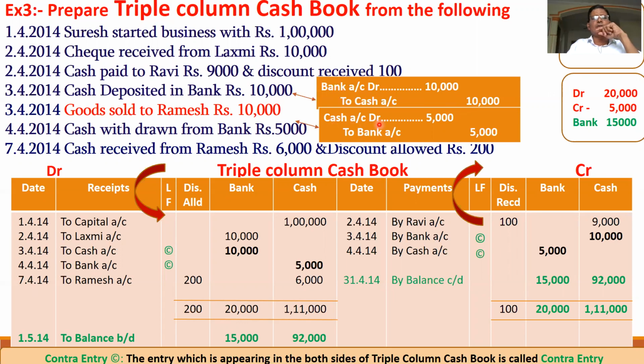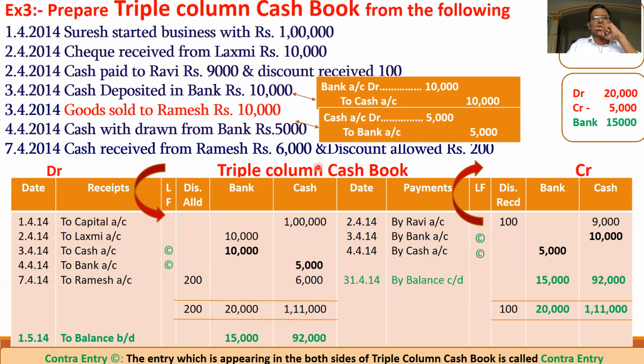And cash withdrawn from bank: cash is coming in from bank. So cash account is debited, and bank account is credited. This is a combination of cash account and bank account. If we debit cash account, we have to credit bank account. So this also appears on both sides of the triple column cash book.